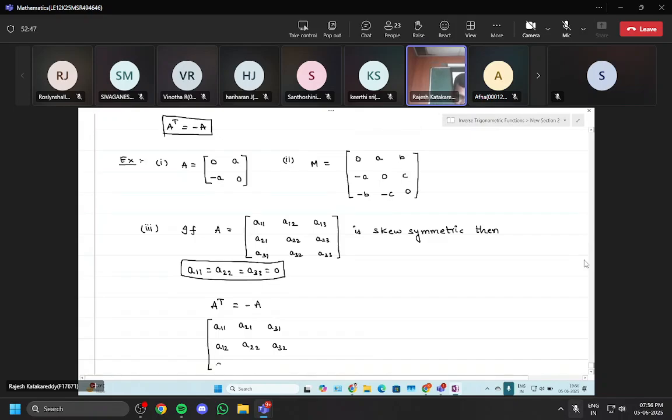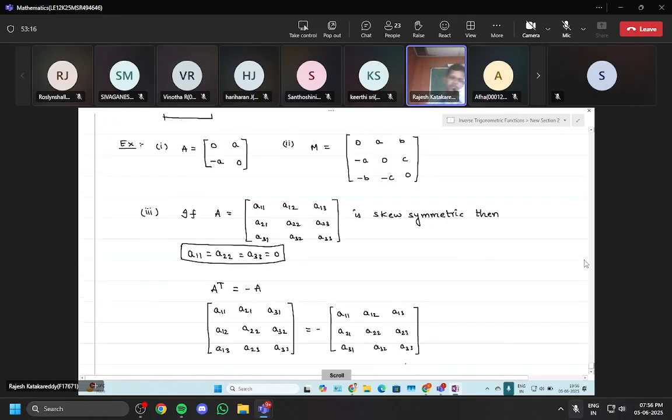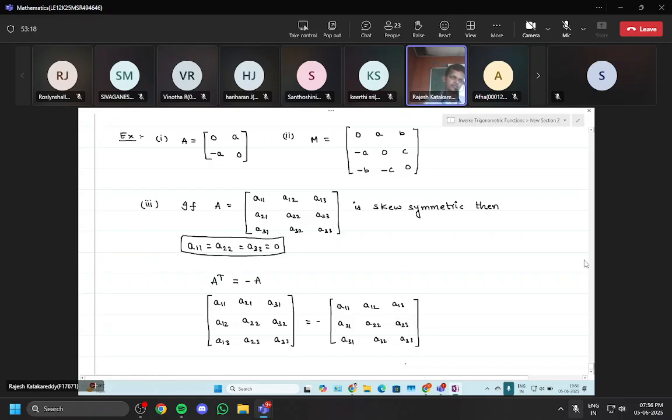Now column 3 I am writing as row 3. This should be equal to minus 1 into A11, A12, A13, A21, A22, A23, A31, A32, A33. Clear?